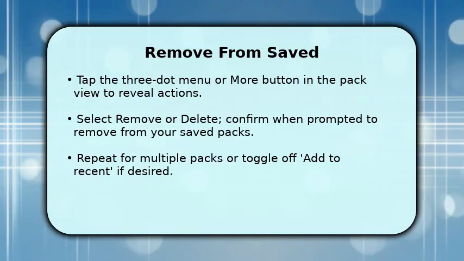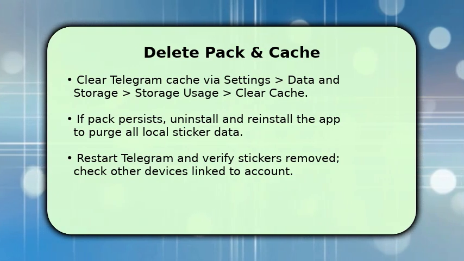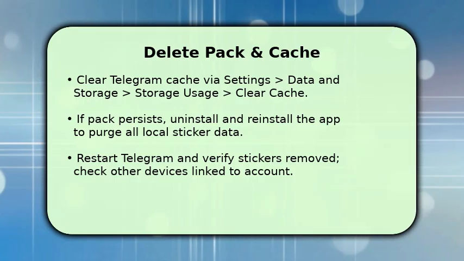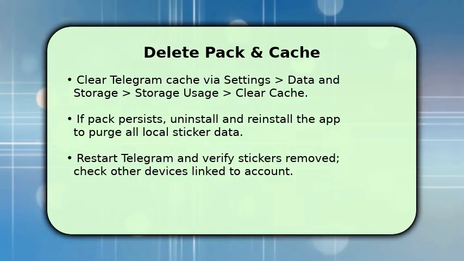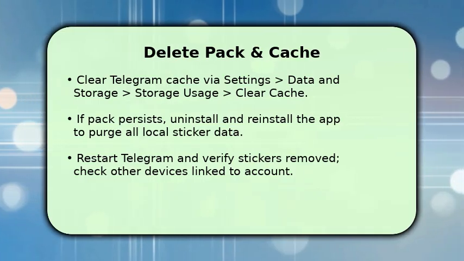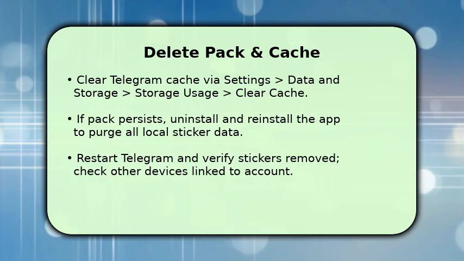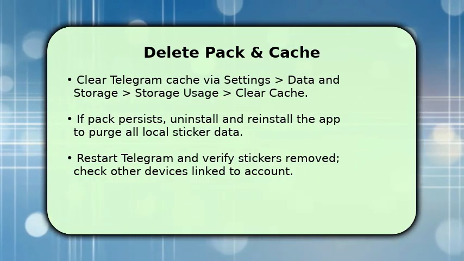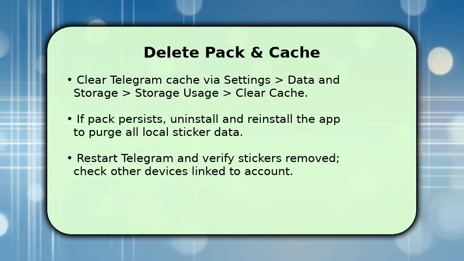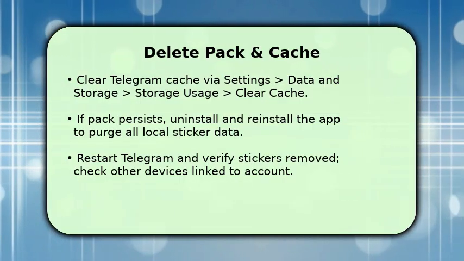sticker usage. To finalize removal, clear the app cache so residual sticker files are purged. Go to Settings, Data and Storage, then Storage Usage and Clear Cache. Confirm the action. If a pack still appears due to local caching or sync issues, uninstalling and reinstalling Telegram will remove leftover files. Once reinstalled, sign back in and verify the pack is gone. If stickers reappear on other devices, make sure to clear cache or repeat removal there, since sticker state syncs per account.